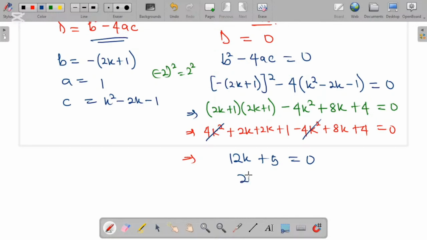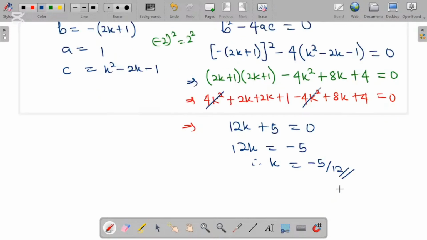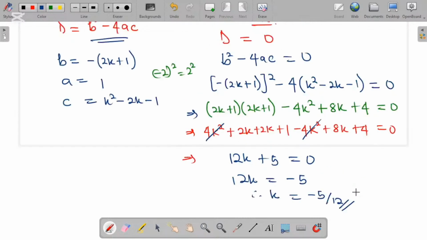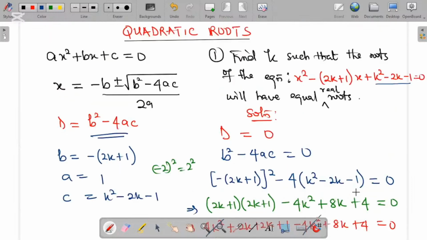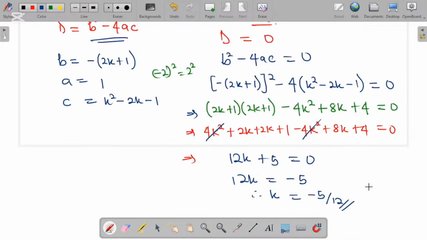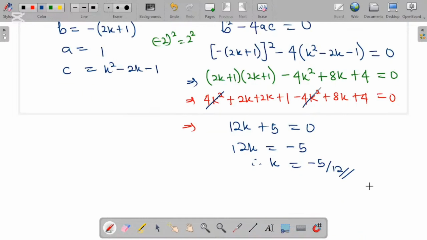So you now have 12k is equal to 5, coming over here will be minus 5. Therefore, our k is equal to minus 5 over 12 as your solution. So you discover that this particular thing that looks like it is big is just giving you the solution as minus 5 all over 12. So these are some of the applications of the things that we learned. That's the types of roots that you have and what produces them. So depending on what you're asked, you should know what to do.